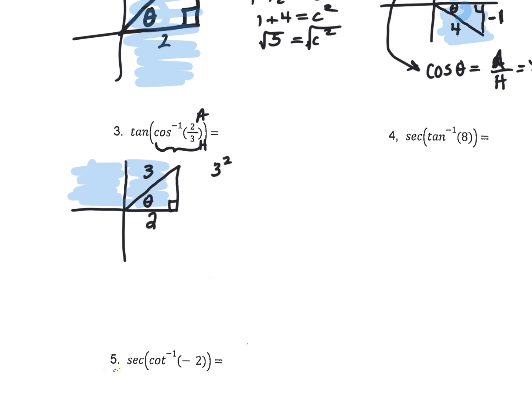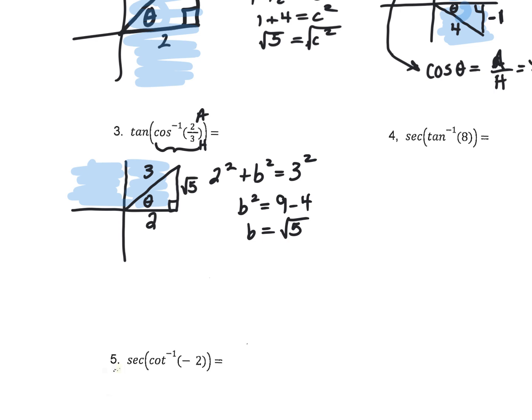3 squared plus... I'm sorry, that's wrong. Be careful. 2 squared plus b squared equals 3 squared, doesn't it? Okay. So b squared is equal to 9 minus 4. So b is equal to what? Square root of 5. So this is square root of 5.